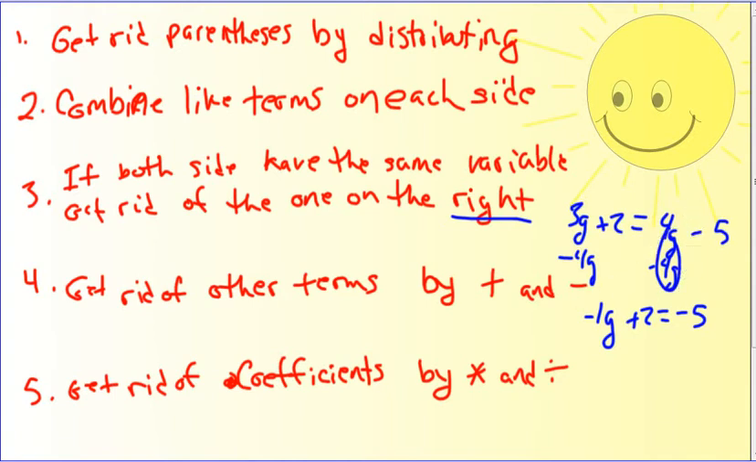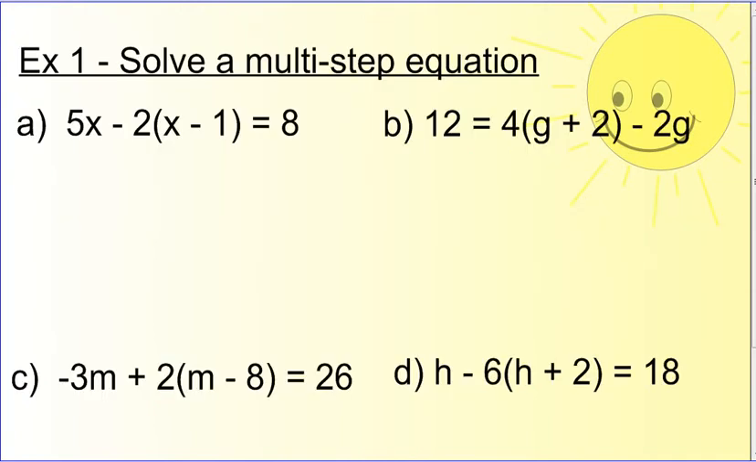Okay, so now let's see some problems. So we're going to solve these multi-step problems. First things first, get rid of them parentheses. So, draw your rainbows. This is a negative 2. So negative 2 times x is negative 2x. Negative 2 times negative 1 is a positive 2. Step 1, done. Parentheses gone.